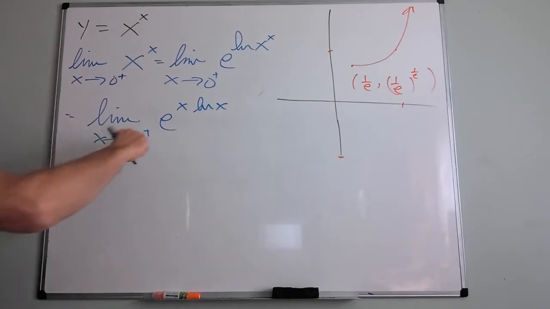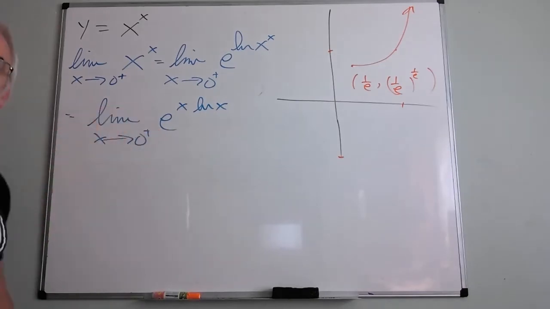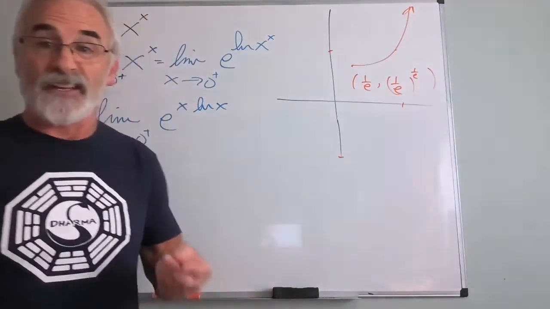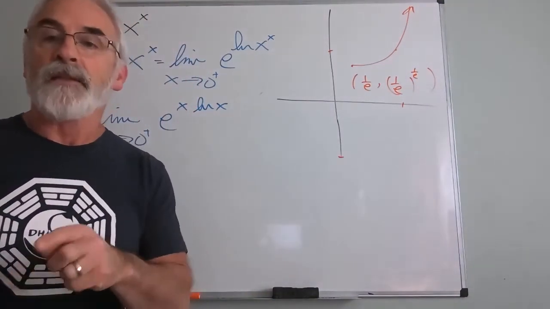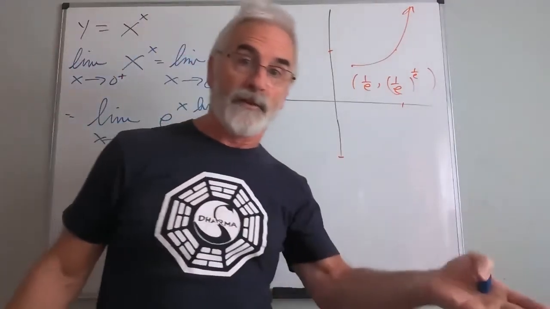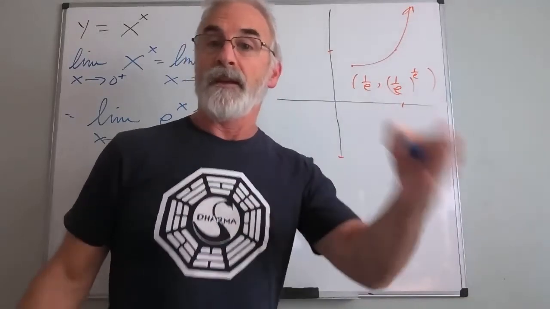Now, this is the beautiful thing about limits. We know the limit of a composition of functions is the composition of the limits. That's like saying, in other words, the limit of a square root is the square root of the limit. The limit of the sine of something is the sine of the limit. You can always move the limit inside the function.